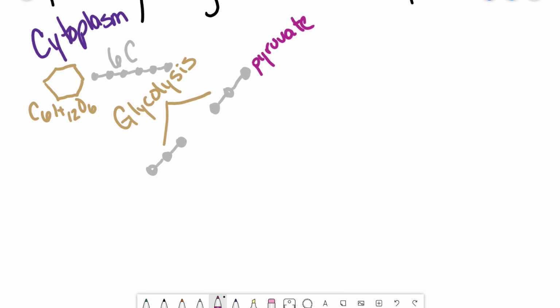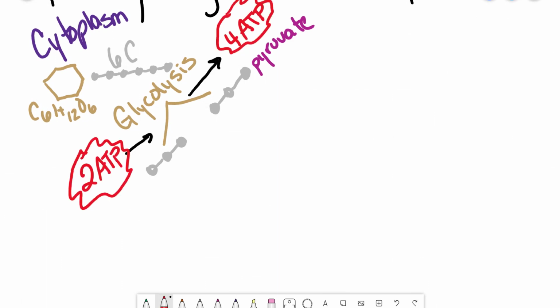Now, how did I do this? Remember how the saying, it takes money to make money? Well, it takes ATP to make ATP. So we're going to actually put into the process 2 ATP, and in the process we'll end up making 4 ATP once we break up these compounds.